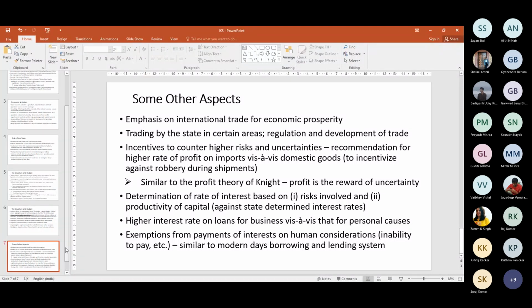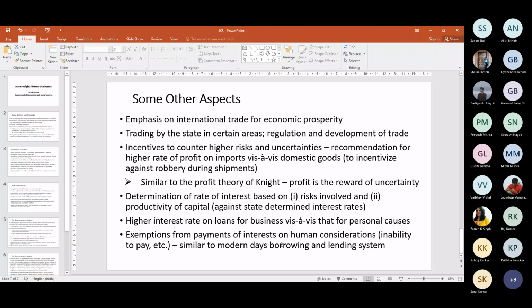The first one is the recognition of the fact that resources are limited and wants are unlimited. So we have the problem of limited resources and unlimited wants. And when this is the case, there are two aspects that are very important. One is allocation of resources for the right purpose, and the other is distribution of goods and services, because many may not have the affordability.